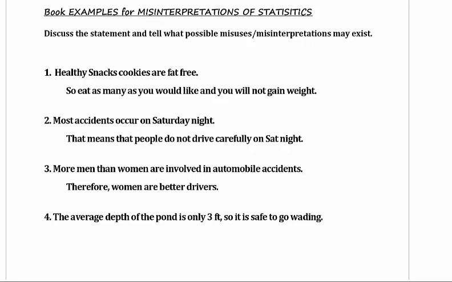Number 2, most accidents occur on Saturday night. That means that people do not drive carefully on Saturday night. Things that could be wrong with this inference: there are usually more people on the road on Saturday evenings, as they're not working, they're going out for pleasure. There's usually more alcohol involved. There are different other pieces involved in this idea. They're not just going to and from work. They're going to other areas.